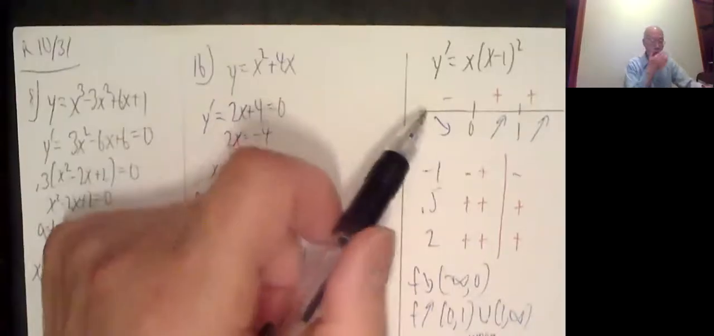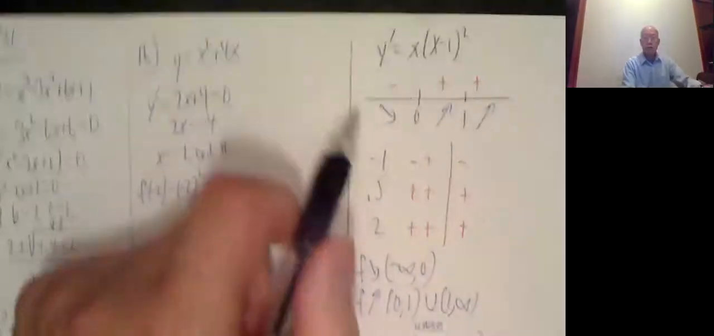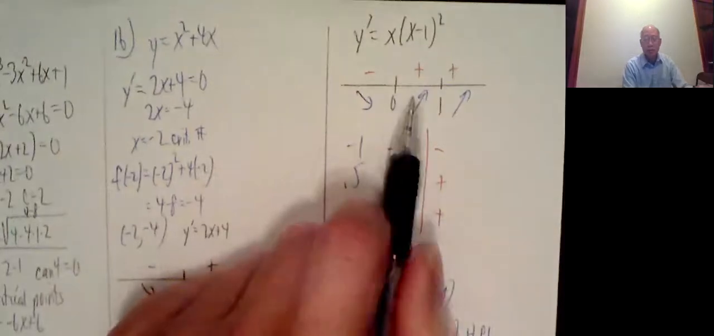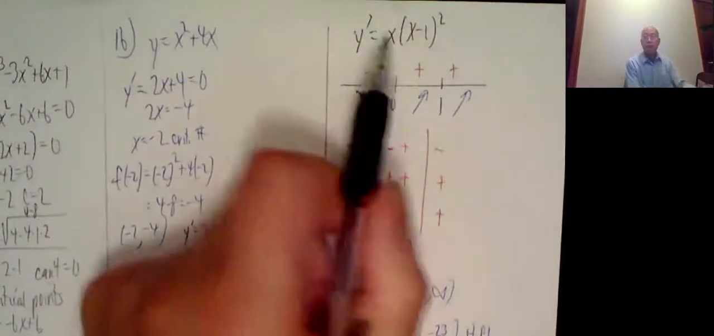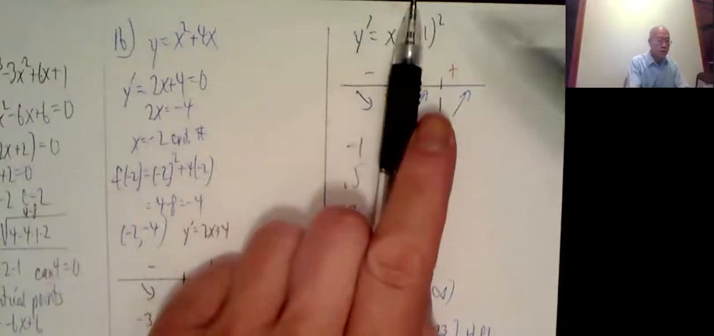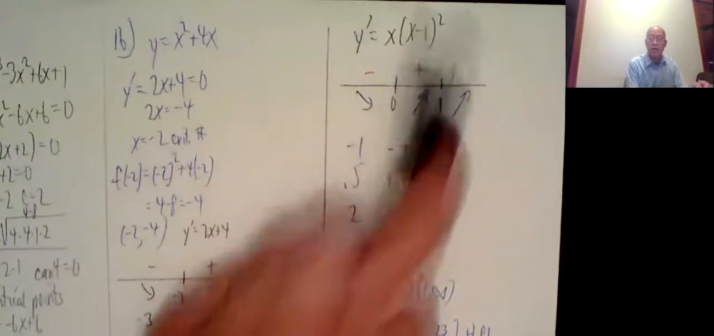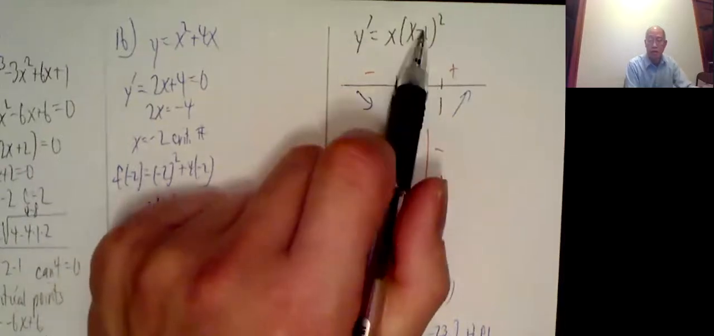Okay, then I do my sign chart. So I lay down 0 and 1. I lay down on my number line the critical numbers, the values where the derivative was 0. Then I pick something over here, negative 1. Pick something in the middle, 0.5. Something over here, 2. I plug in, but again, I notice that I have something squared. Once I see something squared, it's automatically positive. So positive, positive, positive automatically because of this.